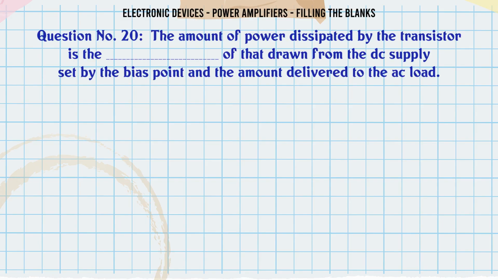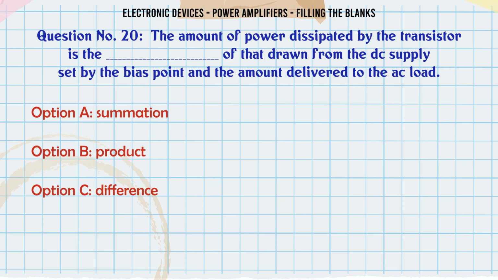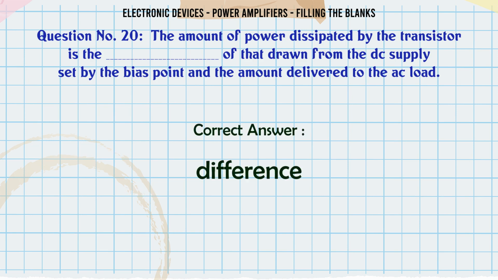The amount of power dissipated by the transistor is the of that drawn from the DC supply set by the bias point and the amount delivered to the AC load. A: summation, B: product, C: difference, D: average. The correct answer is difference.